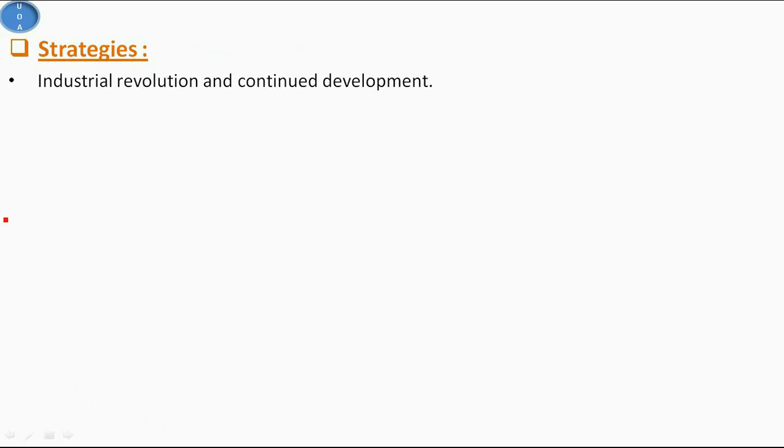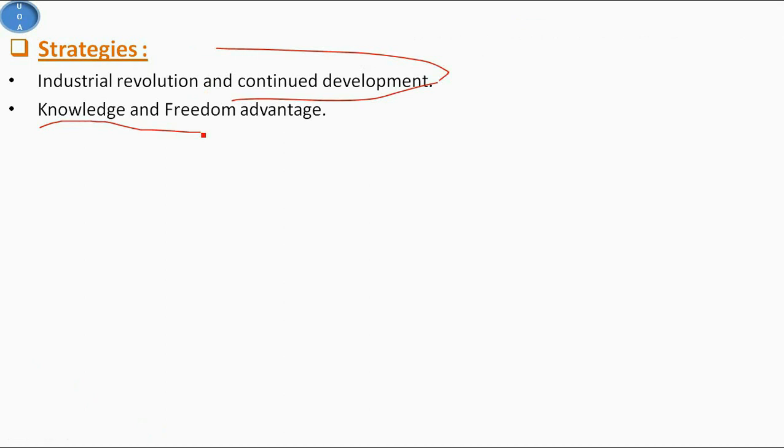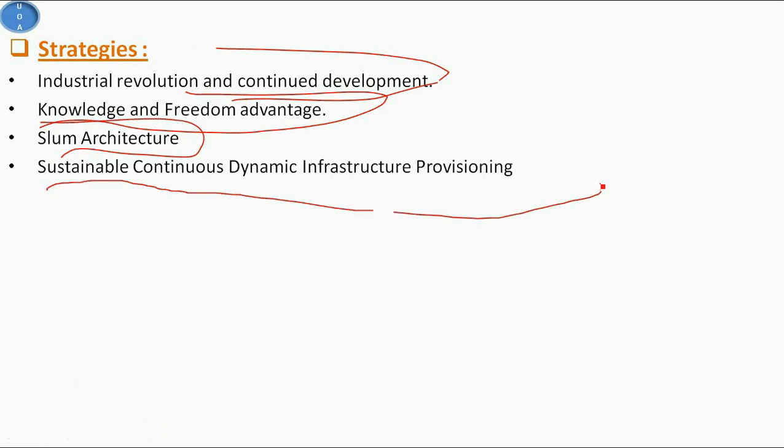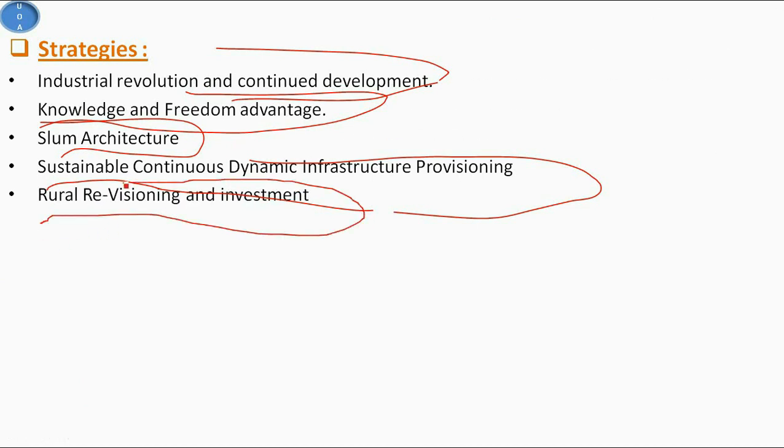The first one is that there should be industrial revolution and continued development. Then there should be knowledge and freedom advantages. Slum architecture should be improved so that there is no problem of sanitation, etc. Then there should be sustainable, continuous, dynamic infrastructure provisioning. Then rural revisioning and investment so that people will not migrate and will not increase the urban population.